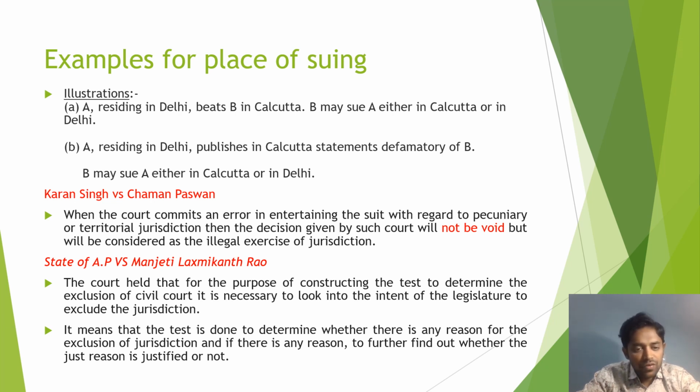In the case of State of AP versus Manjeti Laxmikant Rao, the court held that for the purpose of constructing the test to determine the exclusion of civil court, it is necessary to look into the intent of the legislature to exclude the jurisdiction. It means that the test is done to determine whether there is any reason for the exclusion of jurisdiction, and if there is any reason, to further find out whether that reason is justified or not.